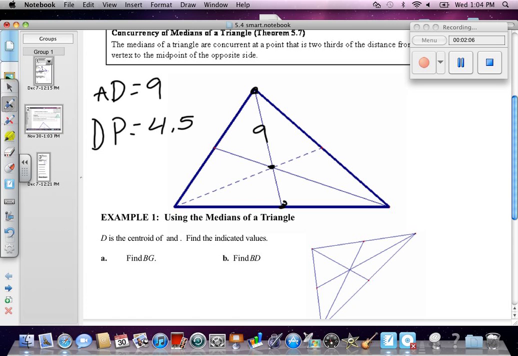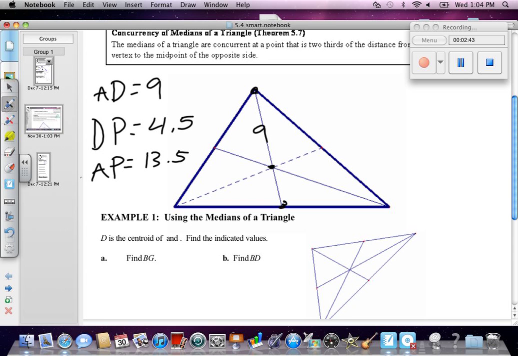Okay. All right. So A to P then, the whole thing would be 9 plus 4.5, right? 9, 10, 11, 12, 13. Wait, hold on. Yes, it's 2/3. Wait, wouldn't DP be 3? If 2/3 of 9 is 6. So if AD was 6, DP would be 3, because 6 is 2/3 of 9. Does that make sense? I really meant to put 6 there, because that would have made more sense.